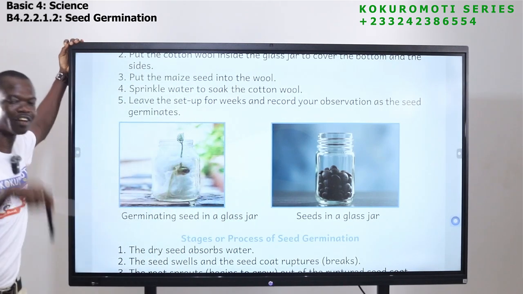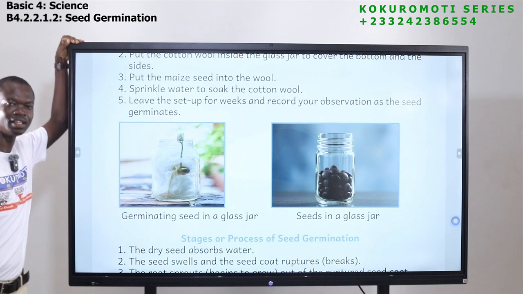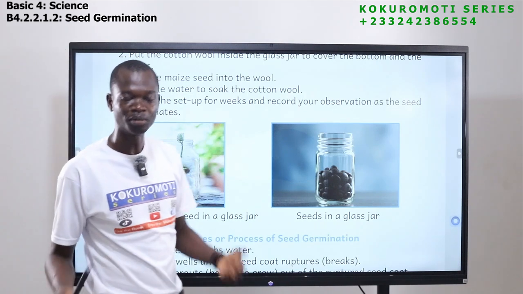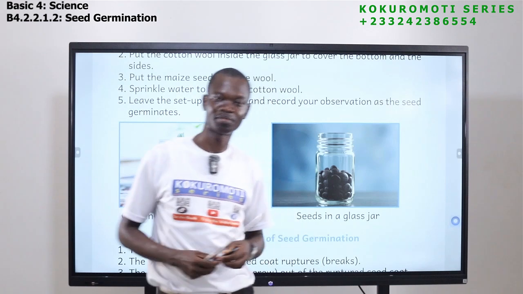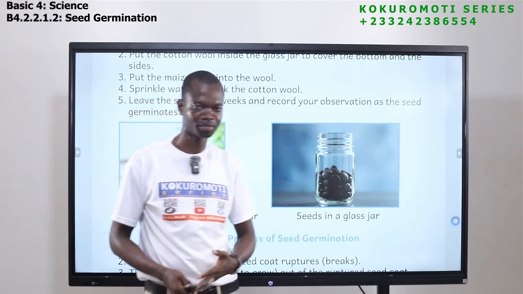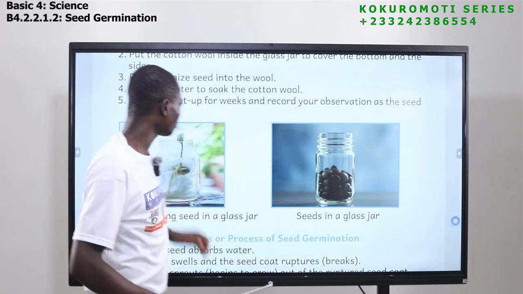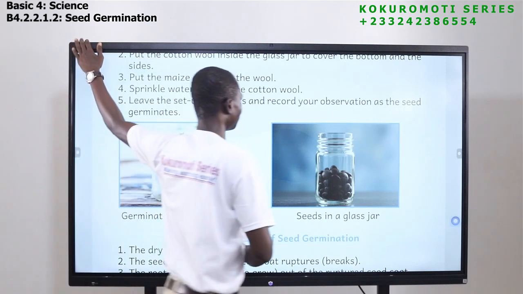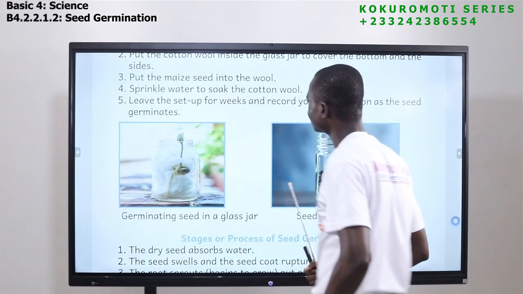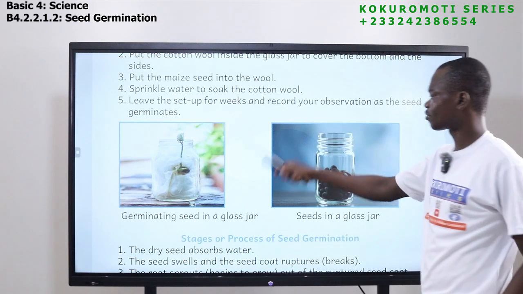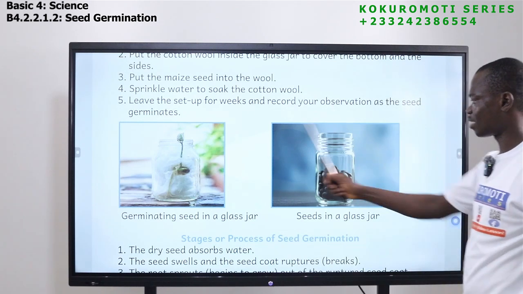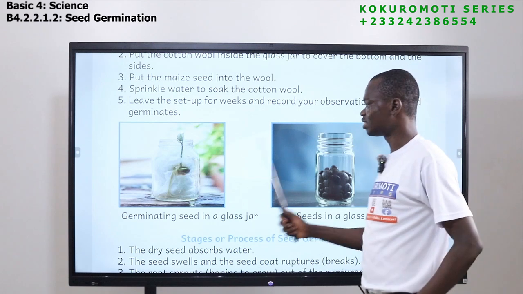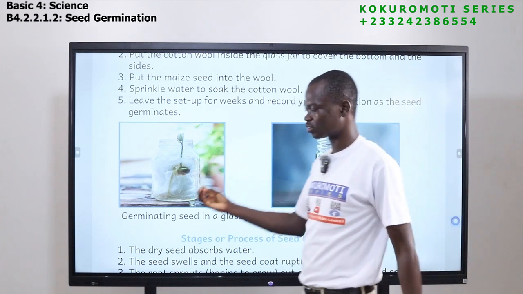So after you have put your seed inside the cotton wool, sprinkle water on it. You know, seeds need water before they can germinate. I have told you. The next one, leave the setup for weeks and record what you observe as the seed germinates. So after that, you make sure you sprinkle water, give it 1 week, and you see that a young plant will move out of it.